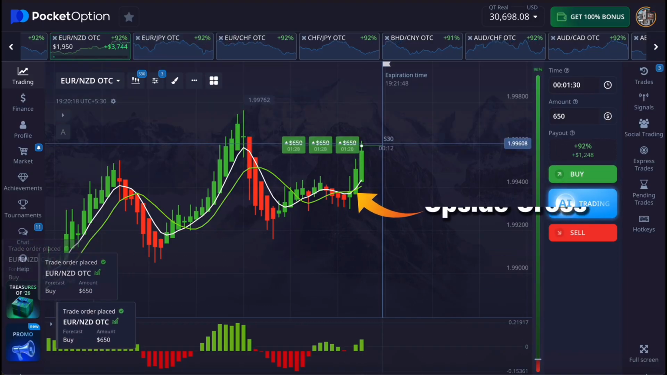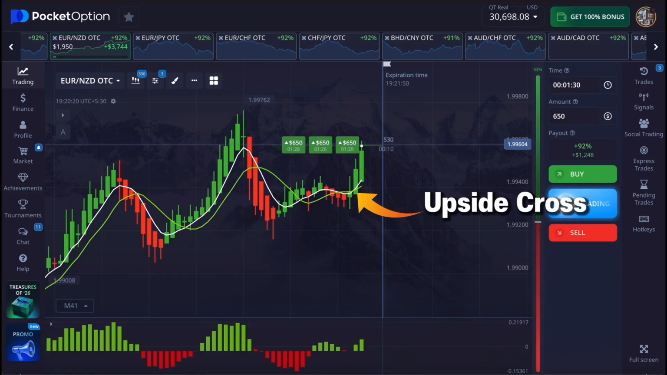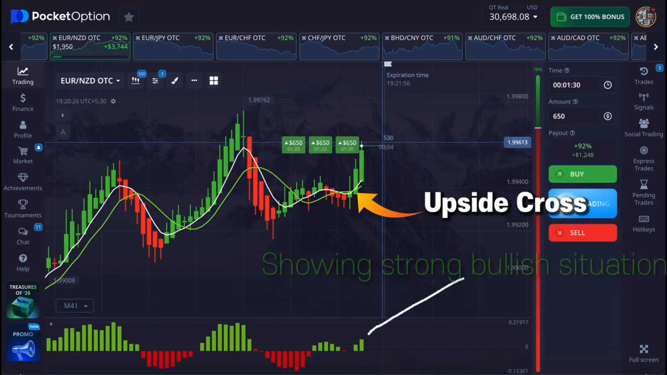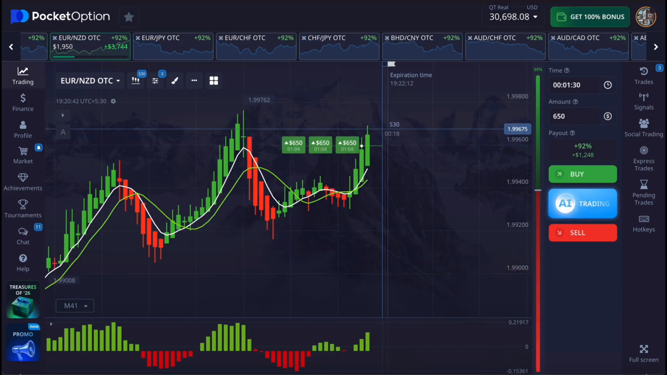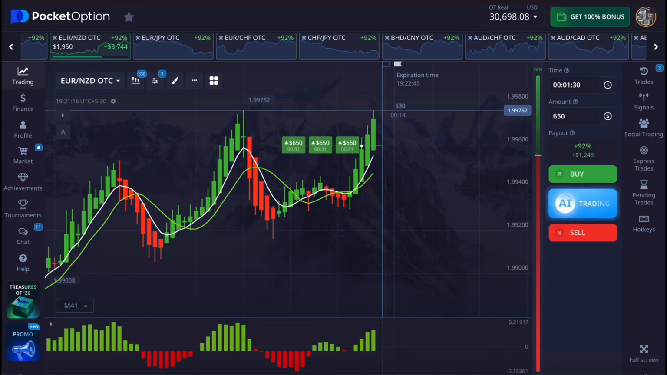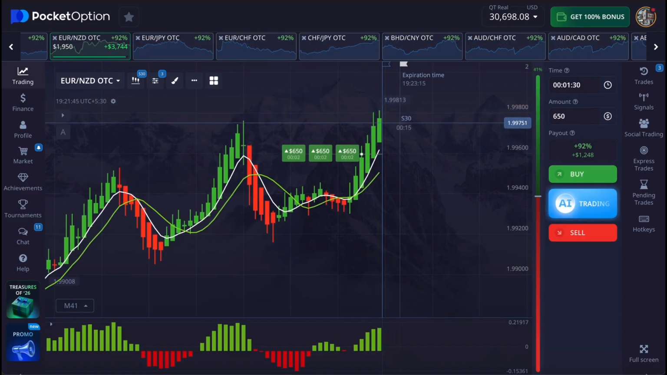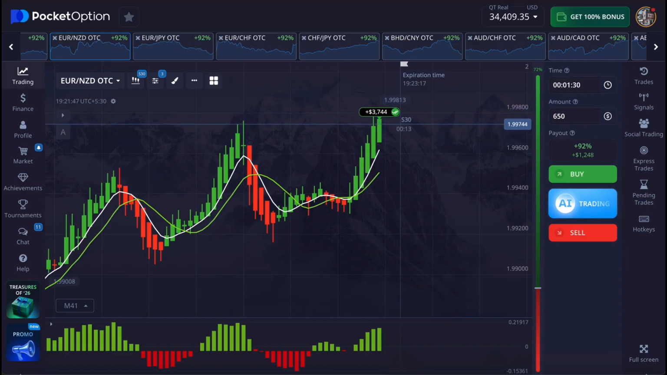So here the moving average line has made a very nice cross in the upward direction. There is a strong upward movement in the candle as well, and the momentum indicator is also showing strong bullish signals, so I've taken triple entry here. Great, my entry here won.